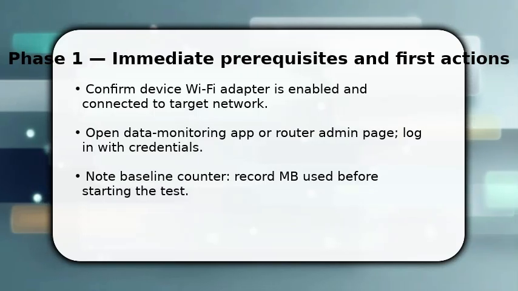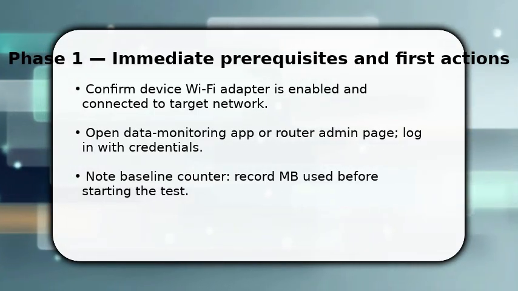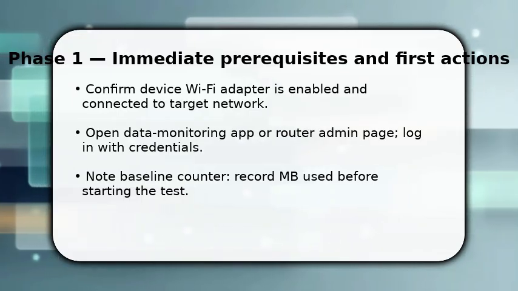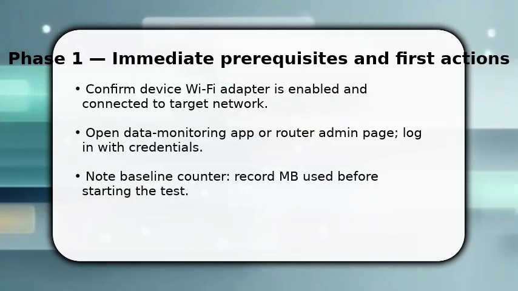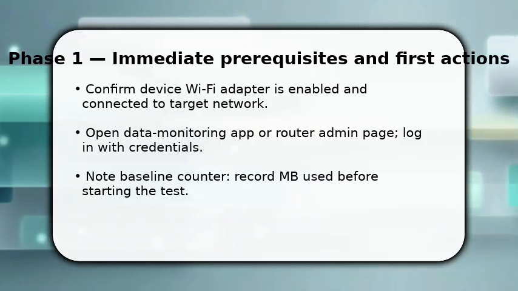Enjoy the video. You begin by enabling the Wi-Fi adapter and connecting to the exact network you'll measure. Once connected, open a data monitoring app or the router's admin page so you can read live counters. Make sure to log in with correct credentials, otherwise you won't see per device stats.